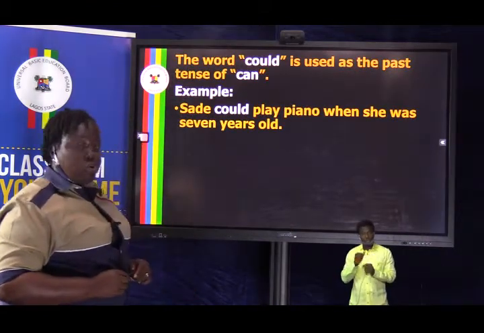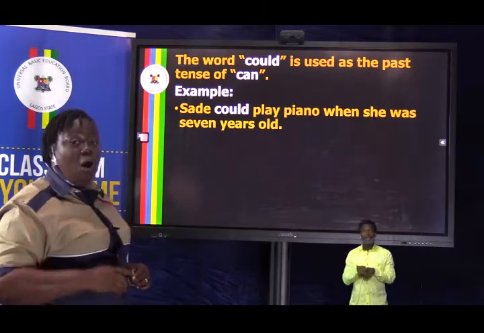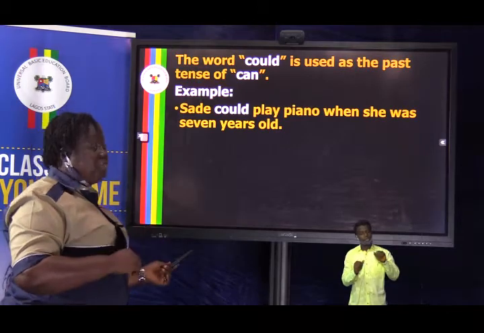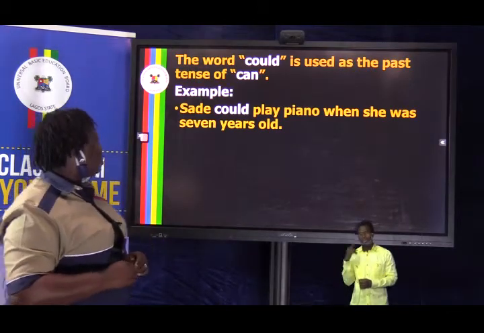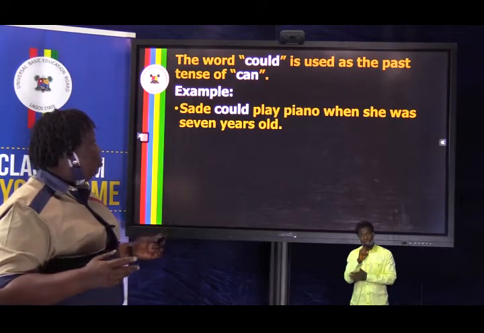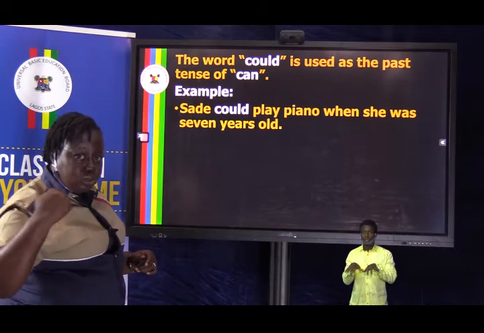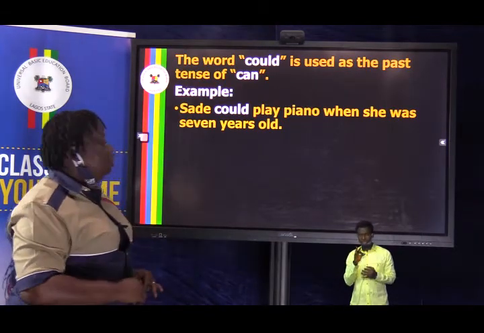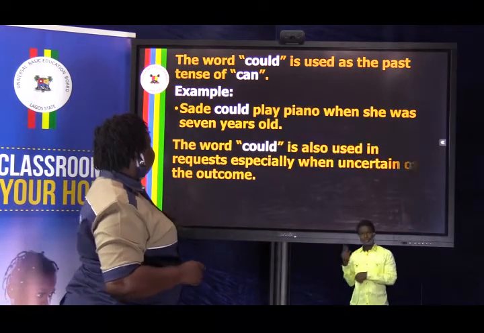Now talking about could. The word could is used as the past tense of can. Can is the present, could is the past tense of can. For example, Shade could play piano when she was 7 years old. When she was 7 years old, then she's no more 7 years old, maybe she's 9 now. So at 7 years old, she could play piano.